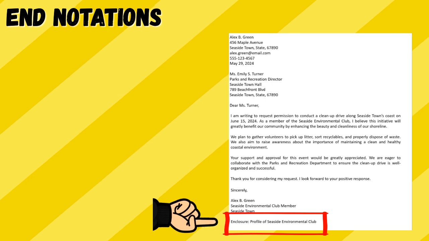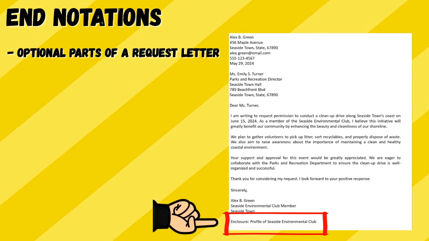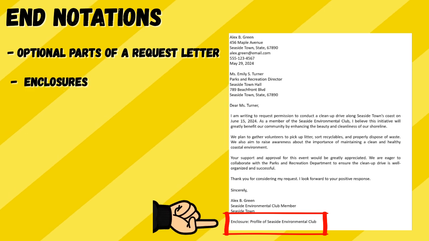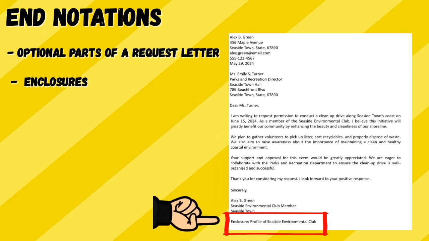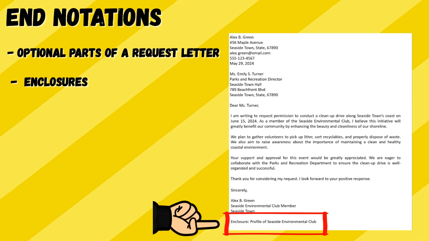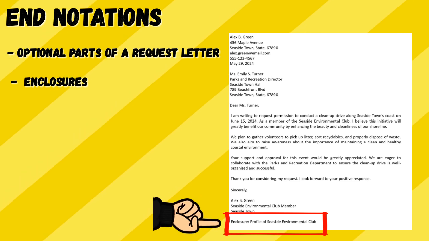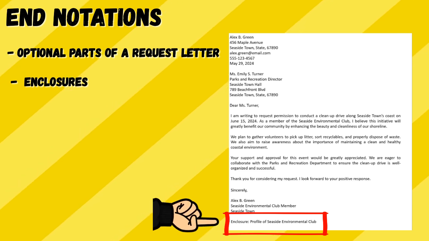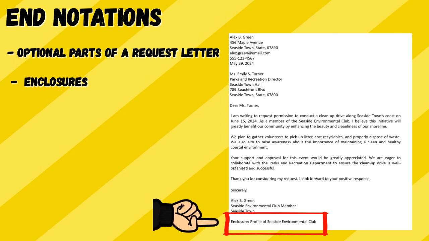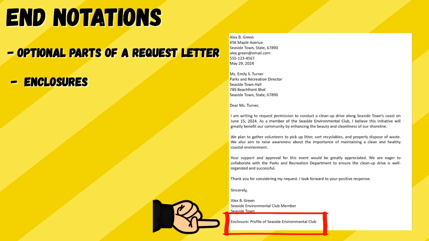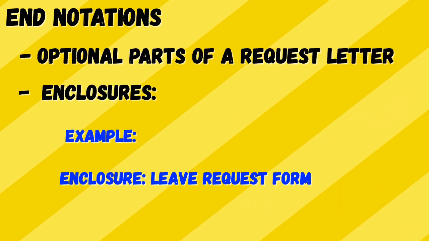Finally, we have end notations. These are optional parts of a request letter and include enclosures. If you are including any documents with your letter, such as a form or report, you can write enclosure or enclosures followed by a list of the documents. For example, enclosure, leave request form.